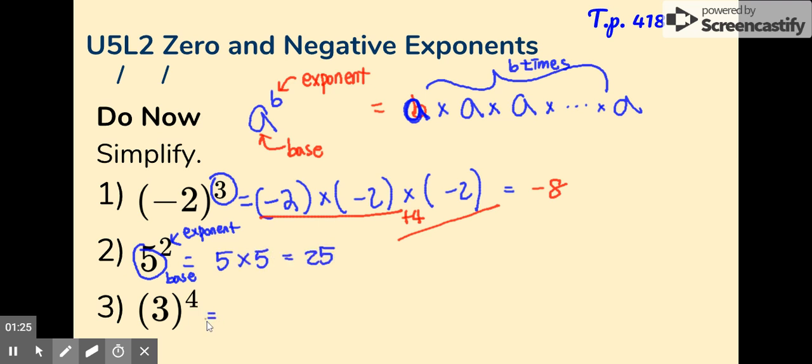This is expanding exponents. And what's the base? 3. And what's the exponent? 4. So you multiply 3 how many times? 4 times. So it's going to be 81.